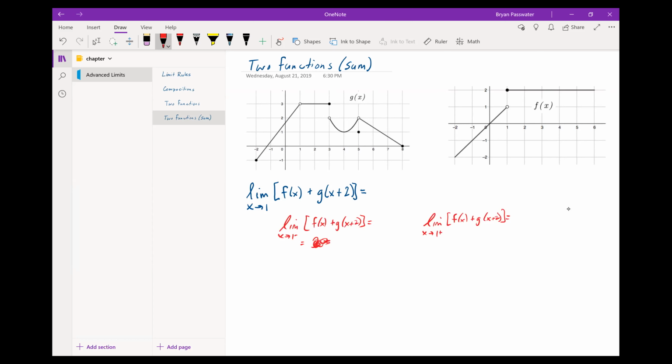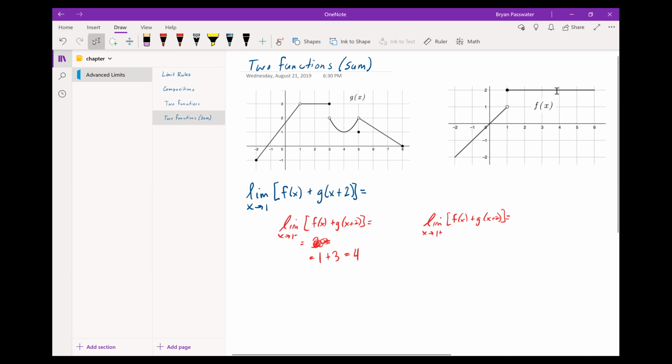So as x approaches 1 of f of x from the left, let's try that. As we approach 1 from the left, f of x is going to be 1, not 3. And then for g, as x approaches 1, we get g of 3 from the left, and the value of that is going to be 3. The sum of that ends up being 4. So the overall limit from the left is going to be 4.